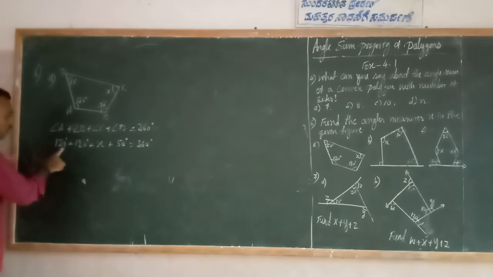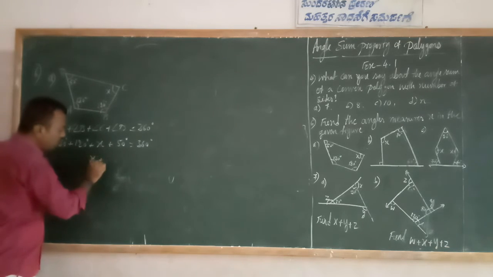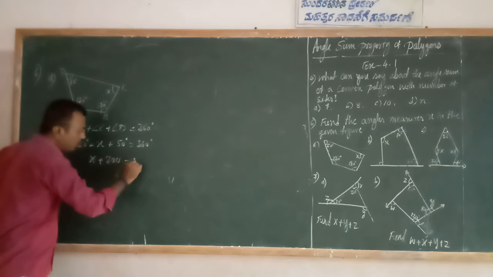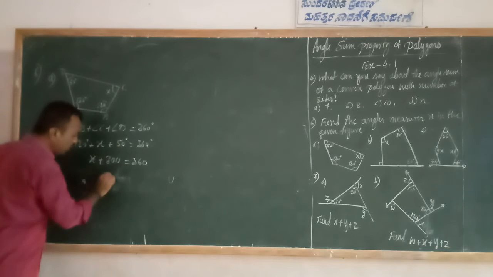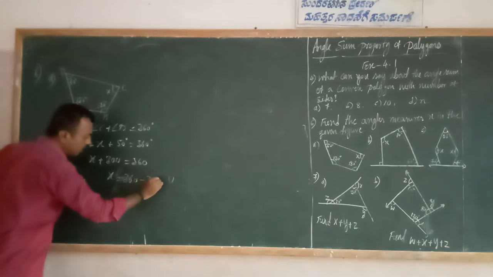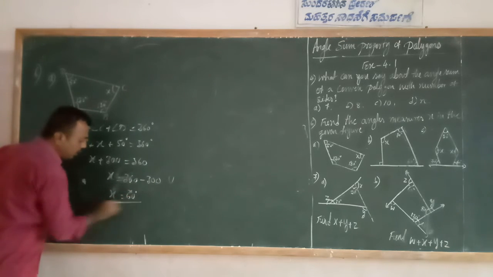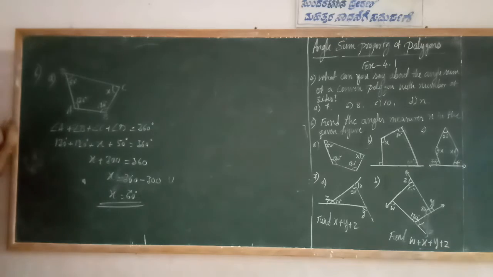Now you should add 130, 120 and 50. 100 plus 100 is 200, 30 plus 20 is 50, 250, and 250 plus 50 is 300. So x plus 300 is equal to 360. Now I want the x value, so I have to send 300 across. It becomes minus 300. Therefore x is equal to 360 minus 300. It becomes 60 degrees. So this is the value of x in the first question.